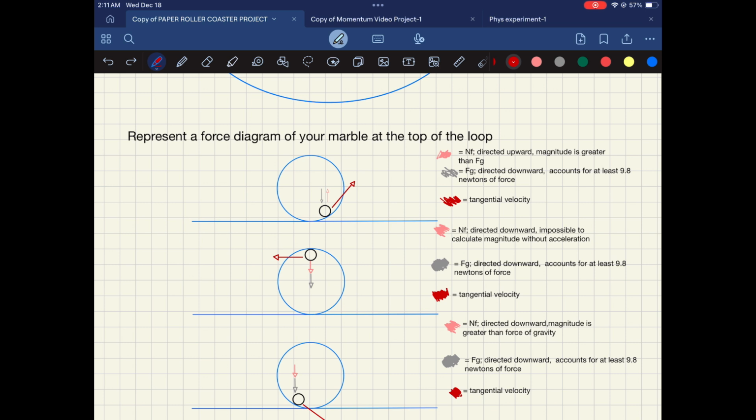After the marble reaches the peak, it begins to accelerate downward with increased speed due to the shared direction of force of the normal force and the force of gravity. Along with the normal force, the tangential velocity begins to increase once the object starts accelerating.